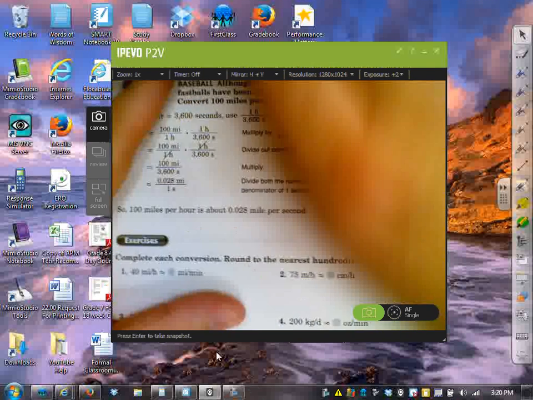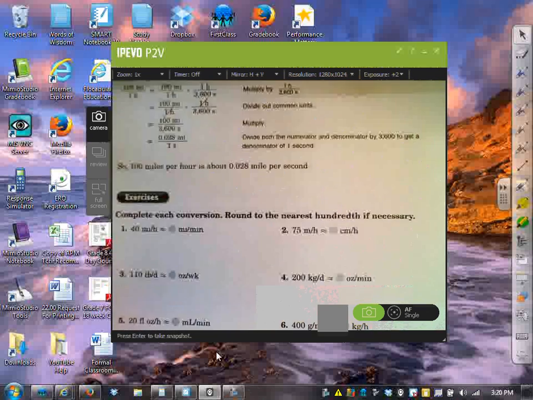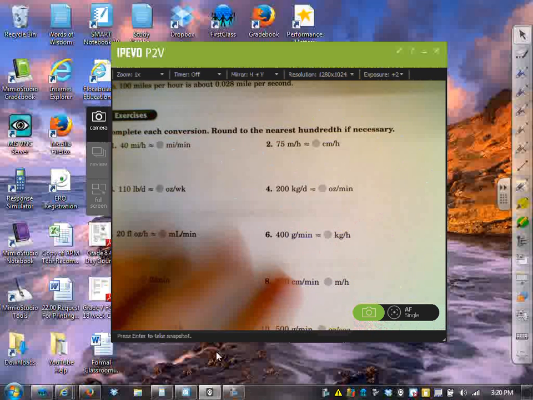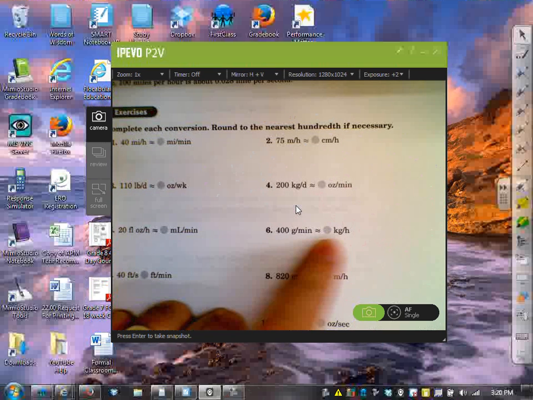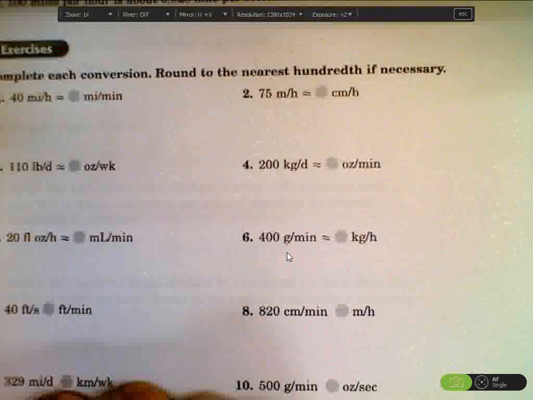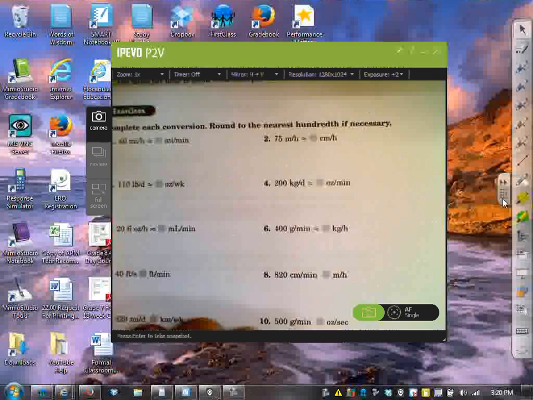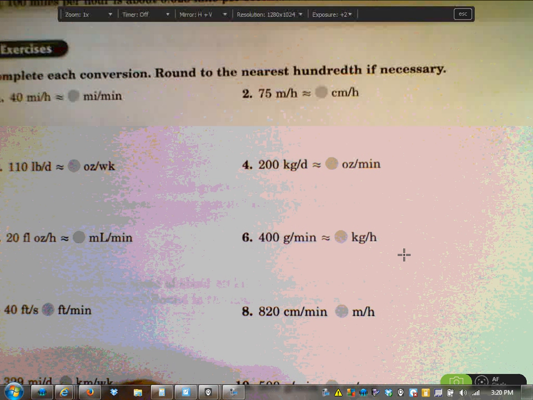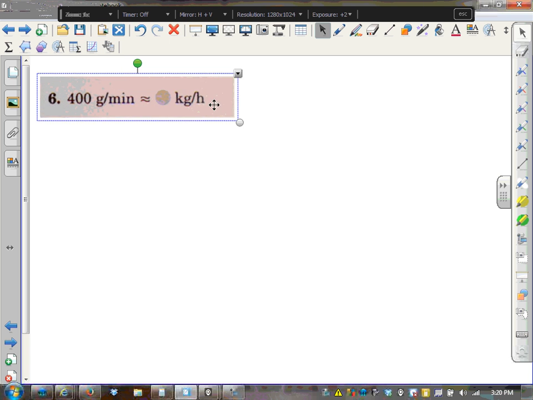rates. So in the front, a whole bunch of the same thing. We'll just pick a random one here, gallons per minute, or grams per minute, and kilograms per hour, right? We know it's grams because gallons is GAL. Let me get my toolbar back out here. 400 grams per minute, and how many kilograms per hour is this?